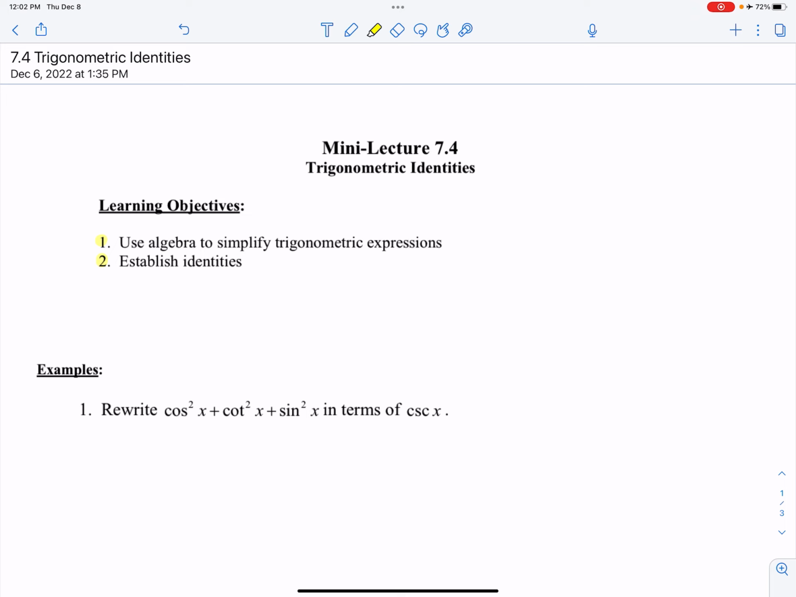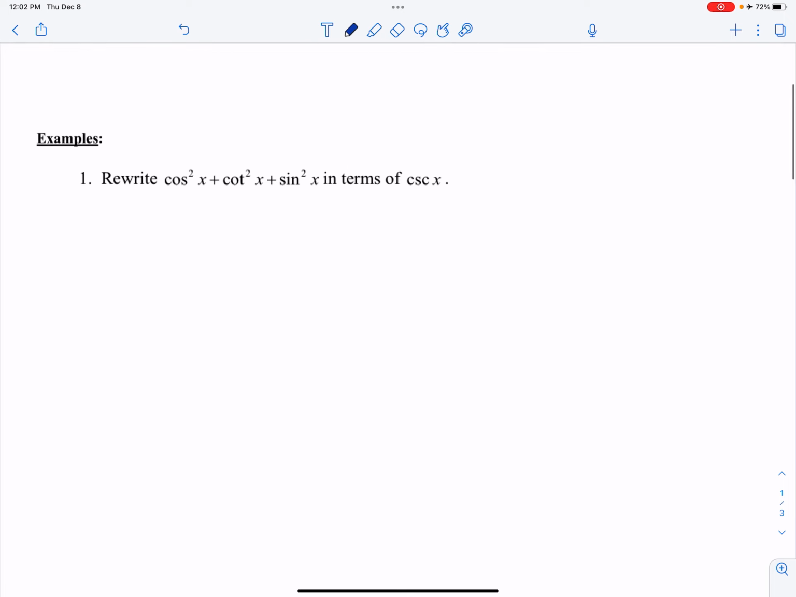we know of in terms of using these simplification strategies. Okay, so let's get started.